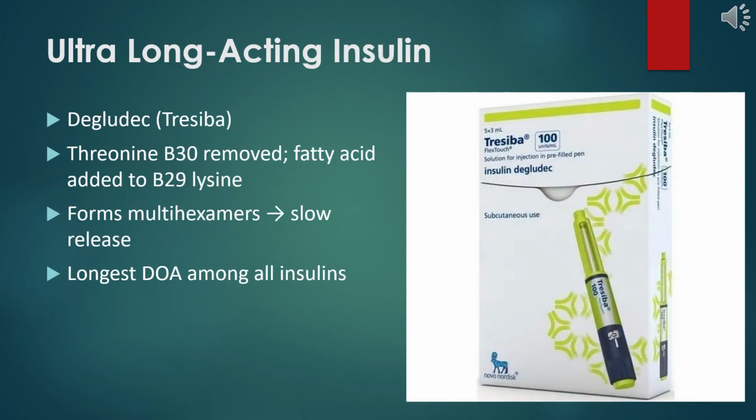Ultra long acting insulin. Degludec is a breakthrough ultra long insulin. Structural tweaks allow it to form multi-hexamers under the skin, which slowly dissolve, offering stable control for over 42 hours. This is ideal for patients needing flexible dosing. This has the longest duration of action among all insulins.